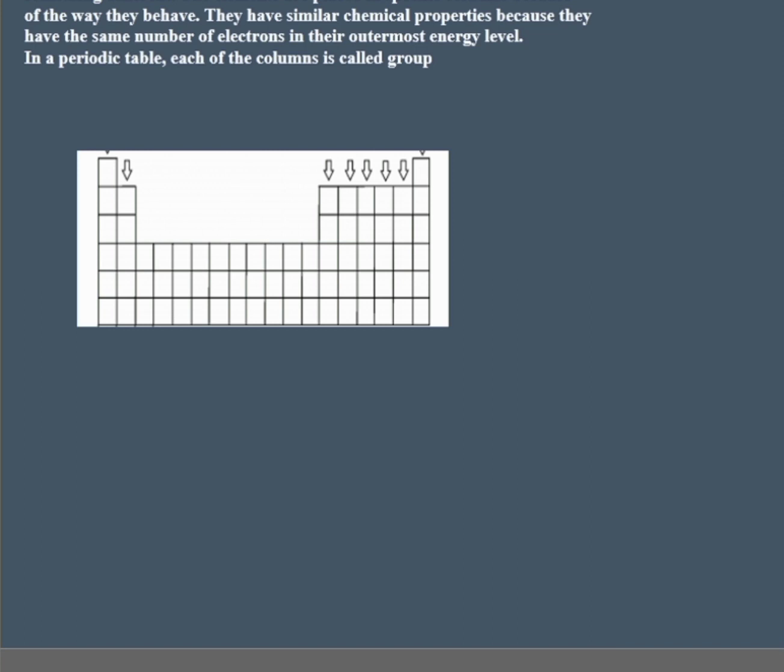Every element in the top row, the first period, has 1 energy level. All of the elements in the second row, or second period, have 2 energy levels. The maximum number of energy levels is 7, representing period 7. But for the case of the first 20 elements, we only have up to the 4th row, or the 4th period.